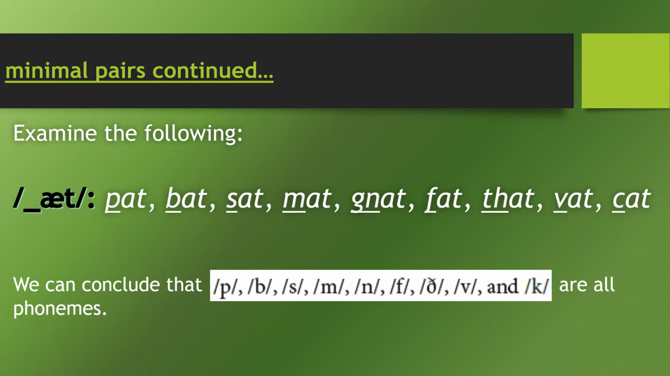Now we can conclude that the phonemes p, b, s, m, n, f, v, and k are all phonemes.